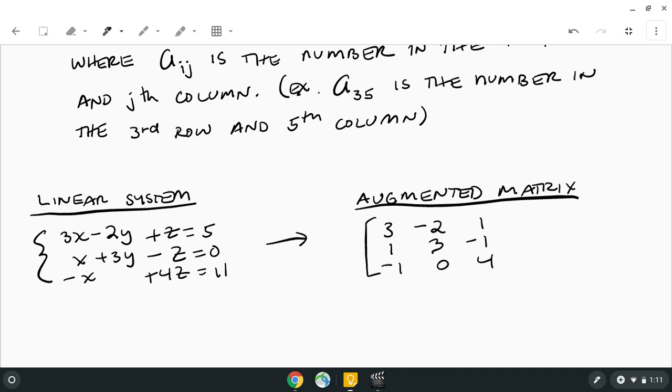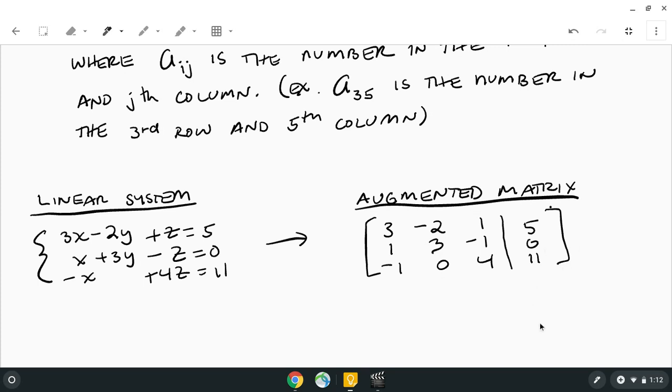Okay, so if we stop right here, this would just be a matrix, but we're going to have an augmented matrix. So here, I'm going to draw this line here. And in this column, I'm going to have the other side of the equation. So where we have the 5, 0, 11, I'm going to put them right over here.